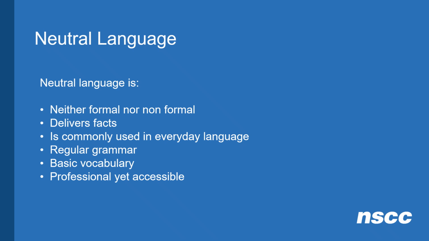Neutral language is a sort of in-between formal and informal language. It is used a lot in written communication and used to deliver facts. It is commonly used in everyday language. It uses regular grammar and basic vocabulary. It is professional, yet also accessible.